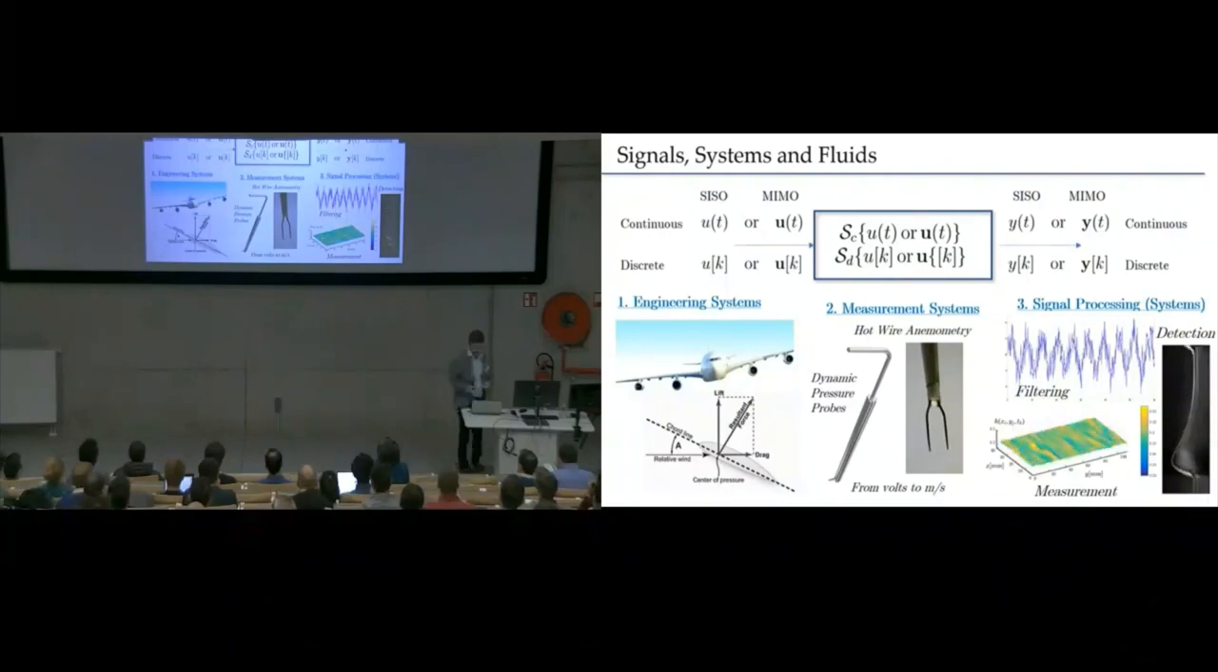And in signal processing, you can also have problems of detection. This is, for example, an interface tracking algorithm on a high-speed video of a liquid film recorded with laser-induced fluorescence. Or you can use signal processing directly in the measurement step. This is an example of a technique called light absorption measurement, where you link the thickness in time and space of a thin liquid to the amount of light that is absorbed from a background light. Okay.